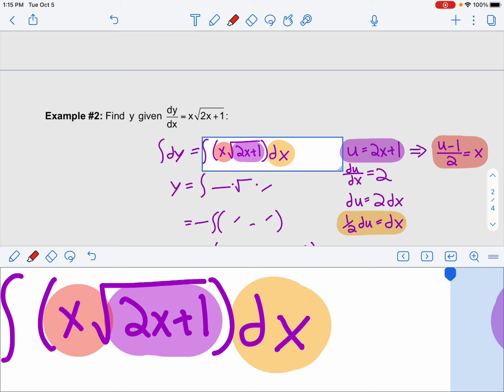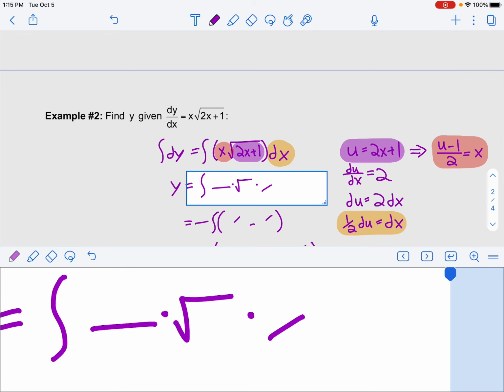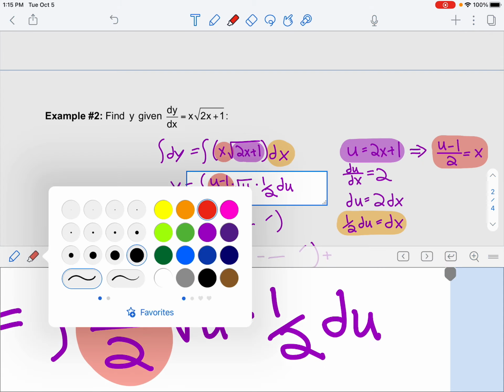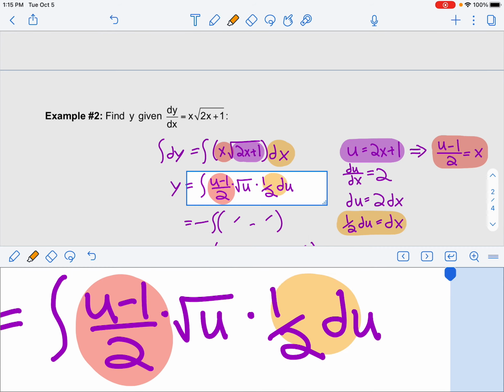So I'm going to end up doing 3 total substitutions here. Let's go ahead and substitute everything out. So x, again, I'm replacing with (u minus 1) over 2. Inside the radical was 2x plus 1, that is u. And then the dx is becoming 1/2 du. So 3 substitutions in total taking place here.